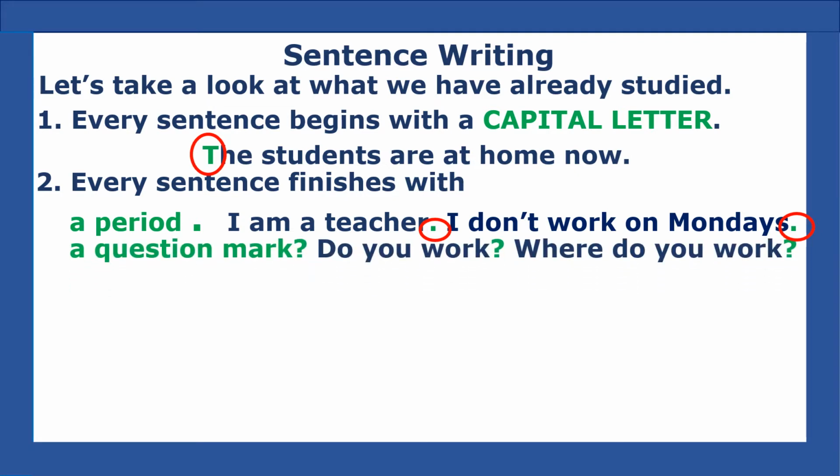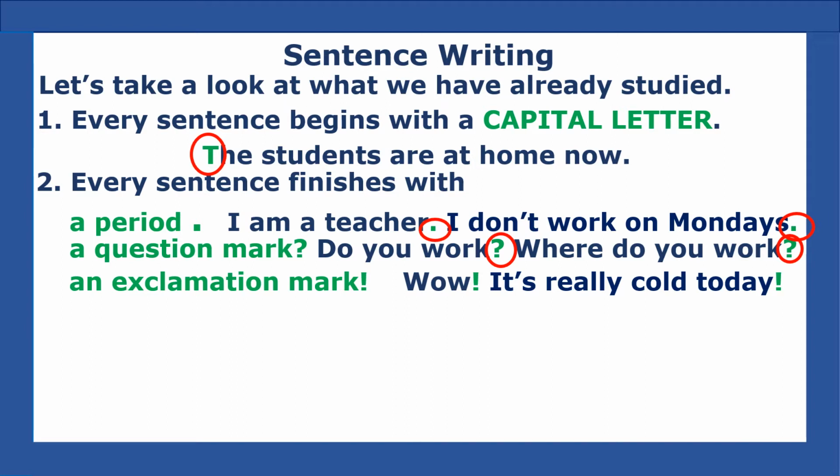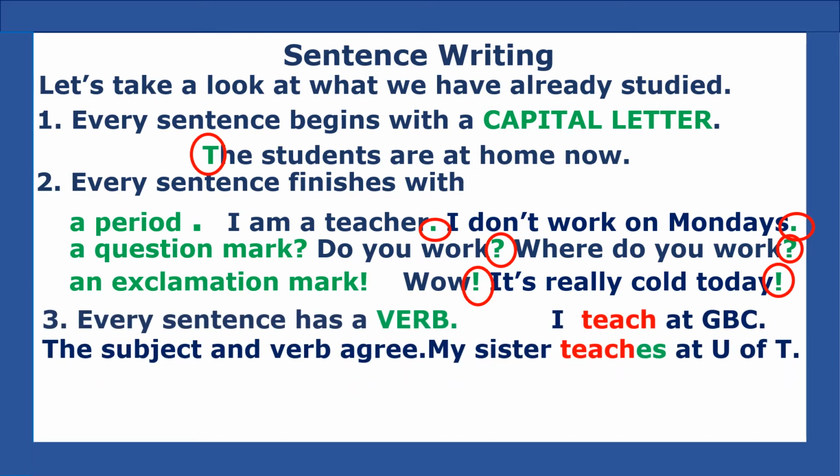We use a question mark when we ask a yes/no question. Do you work? Question mark. Or when we ask an information question, where do you work? Question mark. And if you want to express a strong emotion or feeling, we use an exclamation mark. So we say, wow, exclamation, it's really cold today, exclamation.